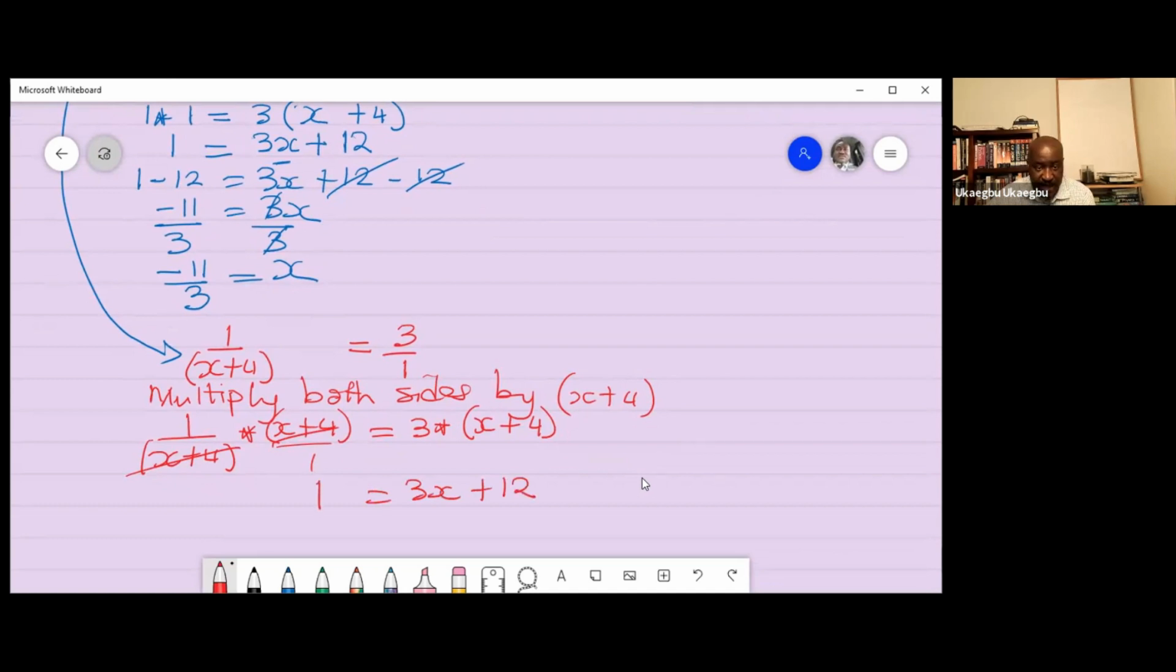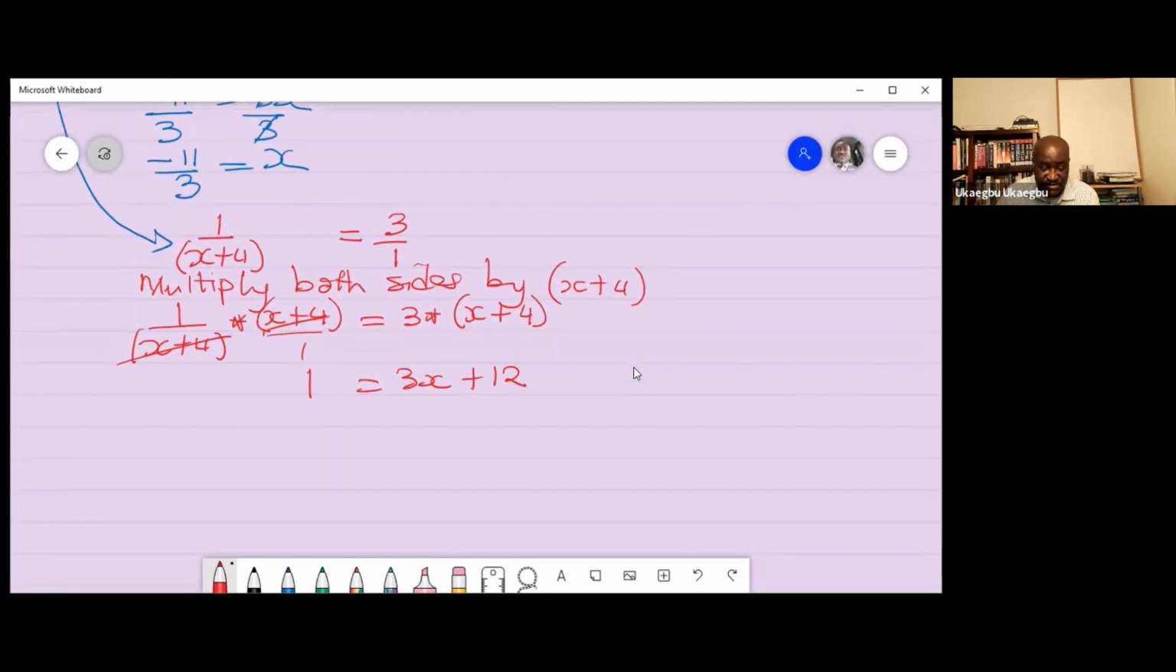All right? And what's next? You divide both sides by 12. Or if you don't want to say that, you just say transfer 12 to the left side, thereby changing the sign. Once you move anything from one side to the other, you change the sign. So you do 1 minus 12 is equal to 3x minus 12. And this, of course, gives us negative 11 equal to plus 12.